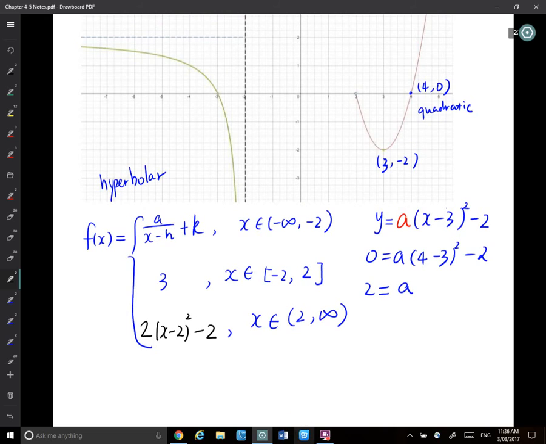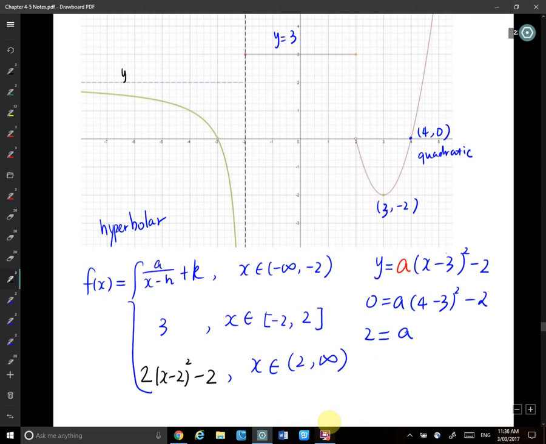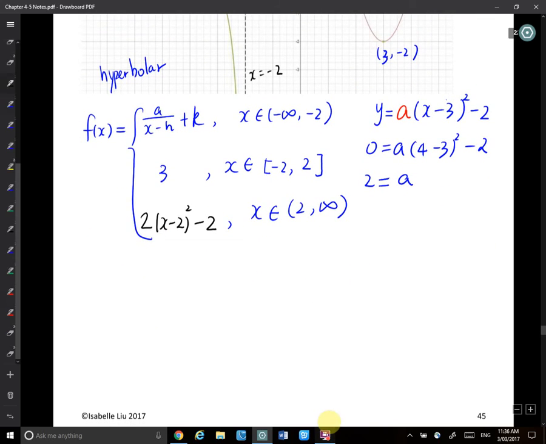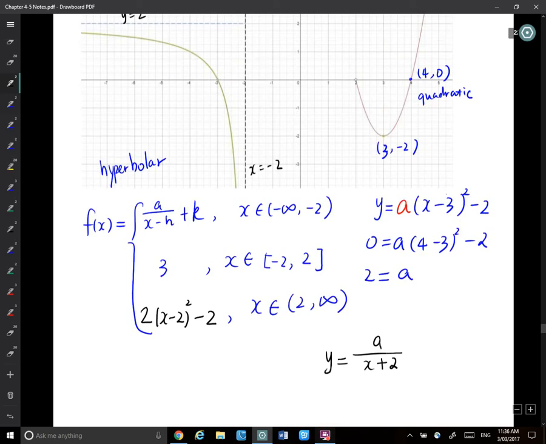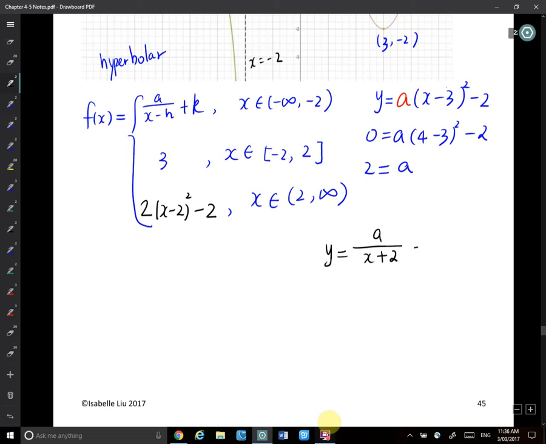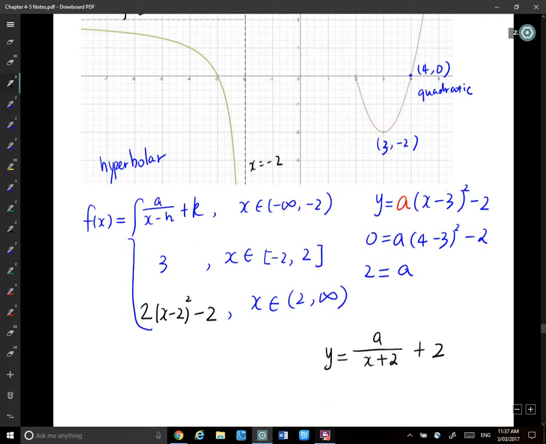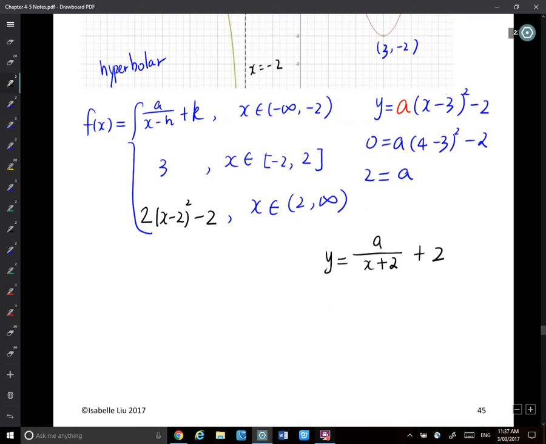And let's have a look at the hyperbola. We have asymptotes. Where's the asymptotes? That's y equals 2, and that is x equals minus 2. Okay, y equals 2 and x equals minus 2. So I will have y equals a over x plus 2, plus 2. Right, plus the y values and subtract the x values. So it's a over x plus 2 plus 2.